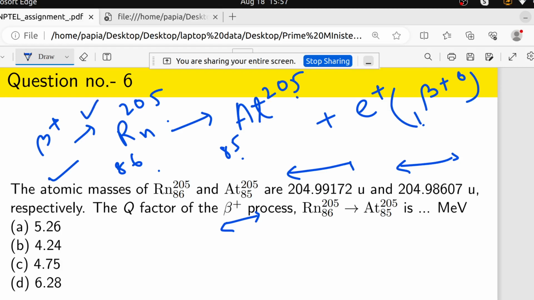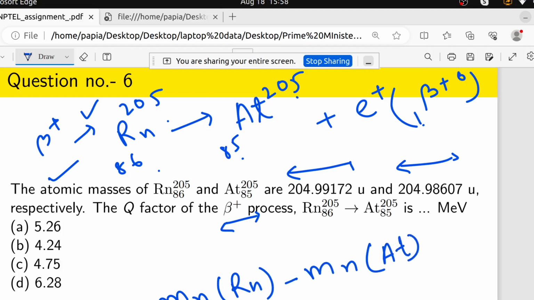Now in that beta plus process, what will be the value of Q in terms of atomic mass? First of all, we want to calculate in terms of nuclear mass. So what will be the value? The nuclear mass is very simple: Mn of Rn minus Mn of At minus M of e. Why am I writing this? It will be 1, because there is only one electron. I mean a positron is there, but still positron mass and electron mass are the same, so that's why we are writing Me into 1. Now this is in nuclear mass.